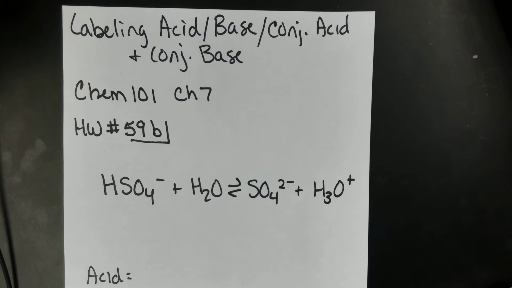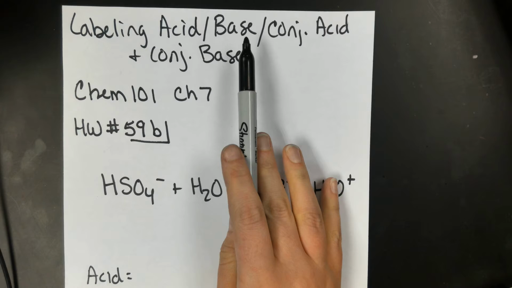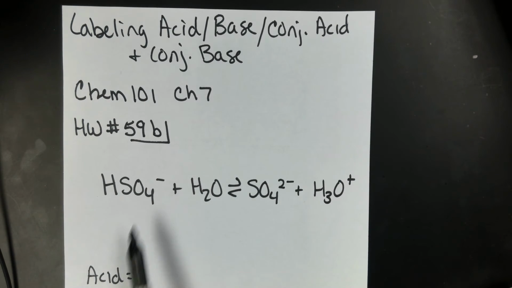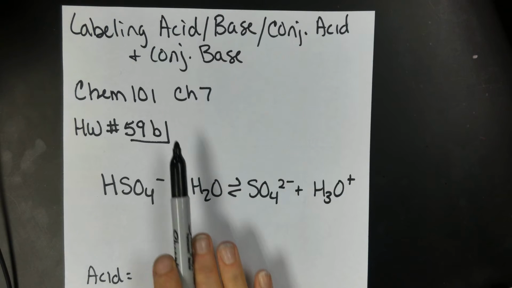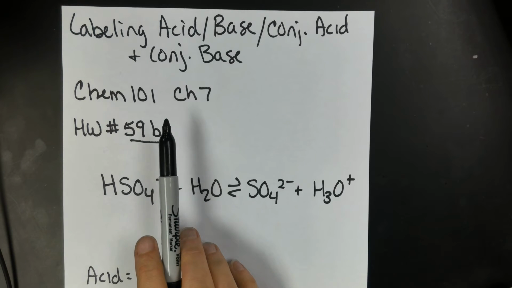Greetings all. For this video, we're going to be practicing identifying an acid, a base, a conjugate acid, and a conjugate base in an acid-base reaction. This pertains to chapter 7 for my Chem 101 students.